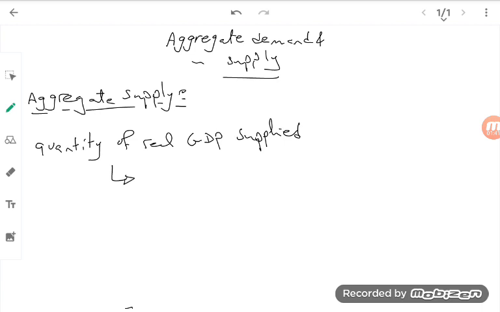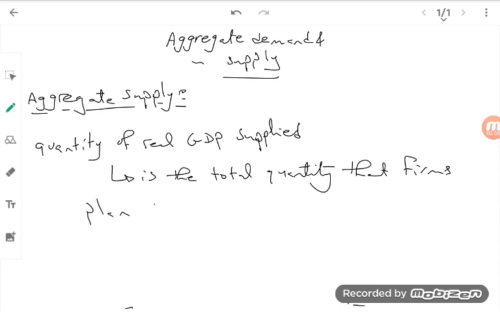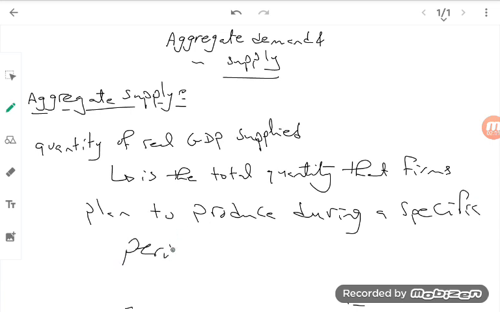It is the total quantity that firms plan to produce during a specific period of time. But in case of aggregate, we have to differentiate between aggregate supply in the short run and in the long run.